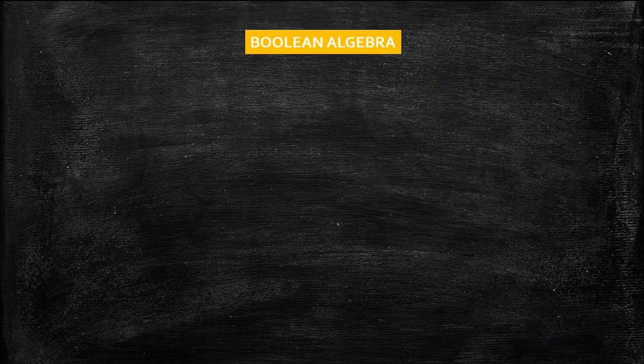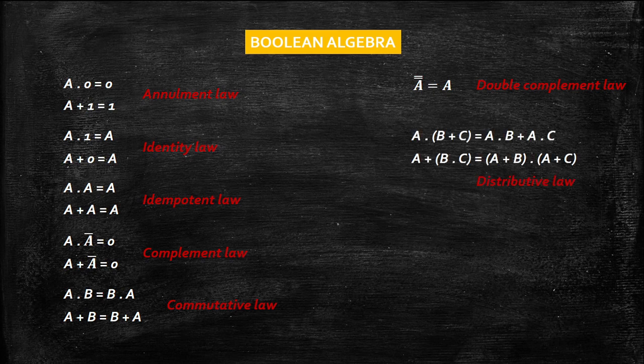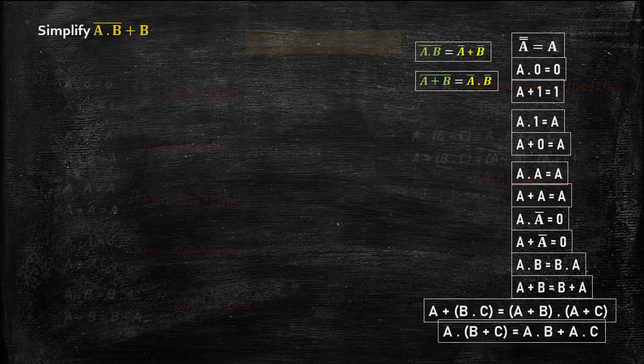In this example we are going to see these laws again, so I'm copying all these laws and pasting them on this example page. So this is the example: simplify the complement of (A dot B) plus B. This is not a question that you will be expecting in the examination. This is a very simple question.